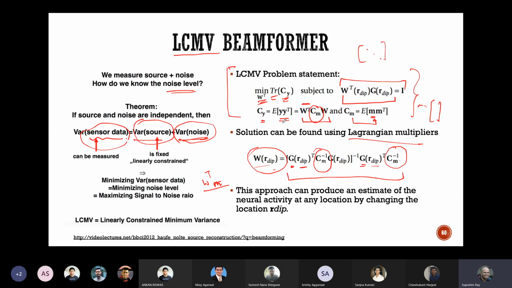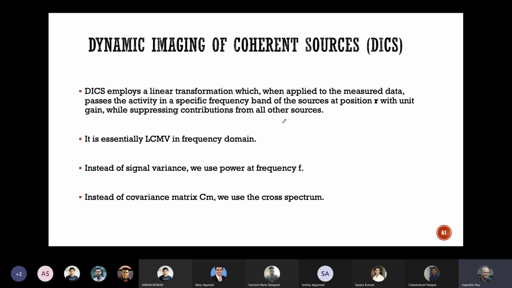Okay. Now, one nice thing about beamformer is, well, it has lots of nice things. One particularly nice thing, the reason why I actually talked about this in more detail, is that it has a very nice representation in the frequency domain as well. Because you have a very nice way of thinking about the signal variance and the covariance in the frequency domain. So instead of signal variance, we can use the power, and instead of the covariance matrix, we can use the cross spectrum.